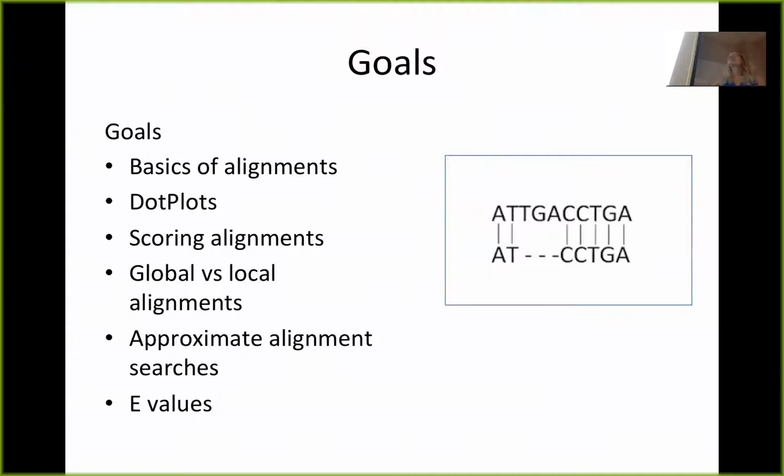So today I actually want to start a little bit earlier, go back a little further than BLAST and give you the underpinnings of how sequence alignment, how to think about it, and how it was developed. So we'll go through the basics of alignments, talk about dot plots, which seem like they're not important, but are actually super important for understanding how BLAST works. Scoring alignments, global versus local alignments, approximate alignments, and e-values. So those are all important concepts to get out of this lesson.